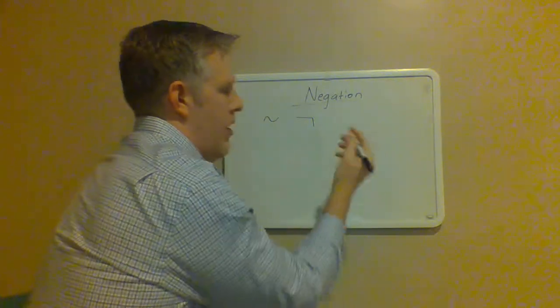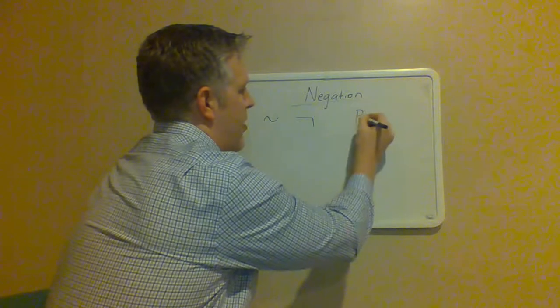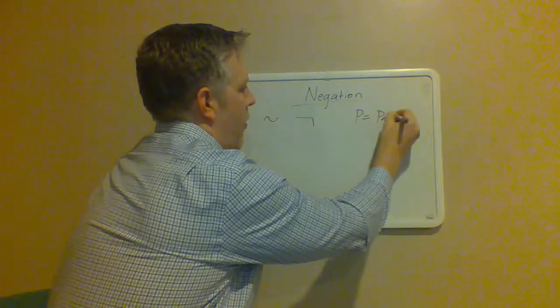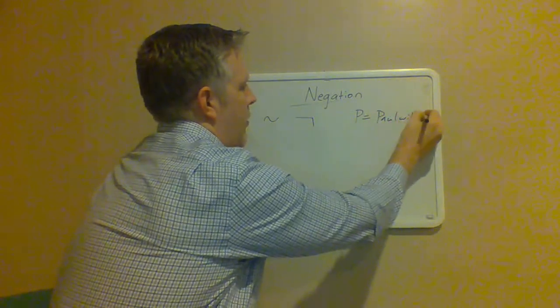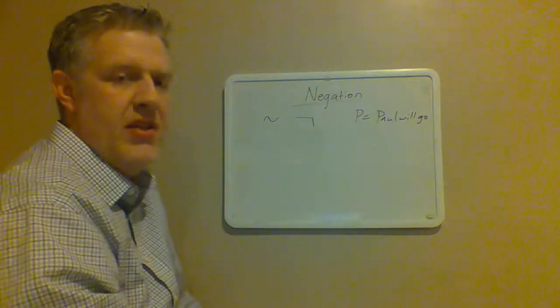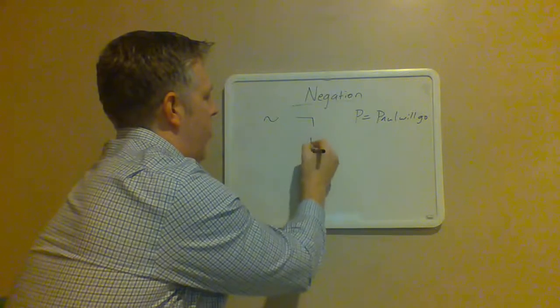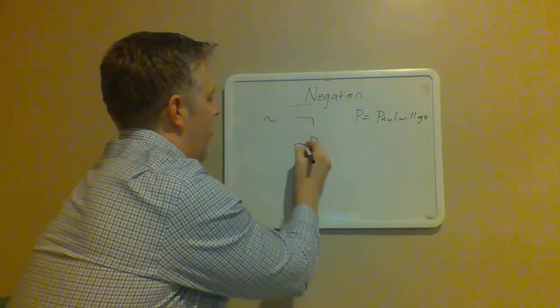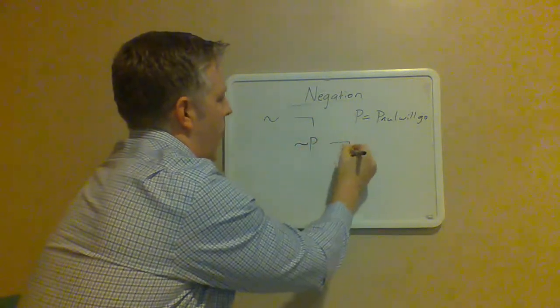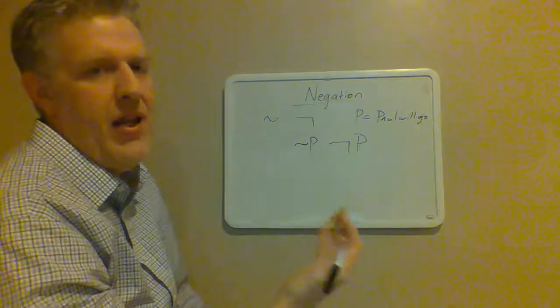So let's say our basic claim variable was P, right, for Paul will go, and what's actually being said is Paul won't go, right? Well, we represent that very simply with not P, right, or it's not the case that P, okay?